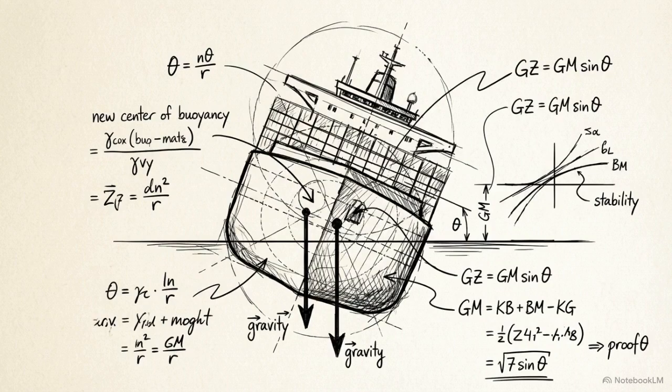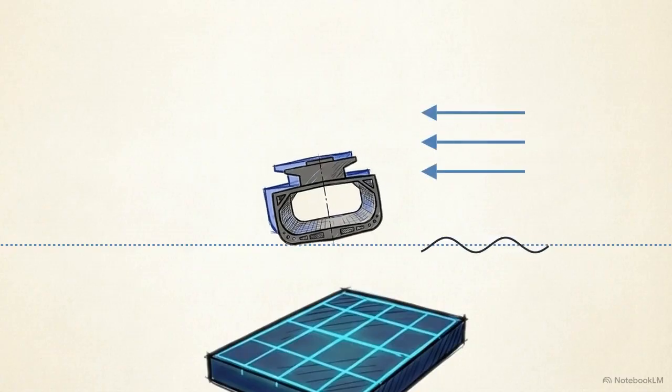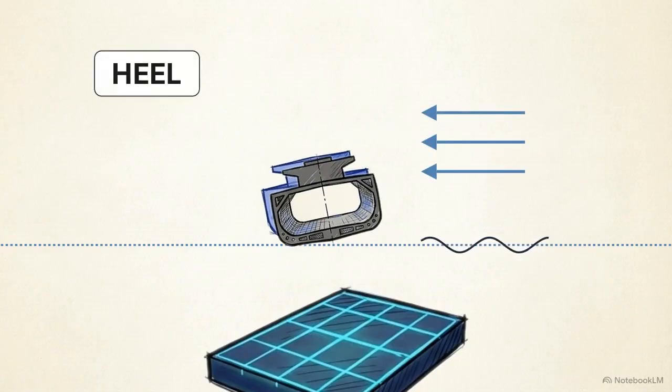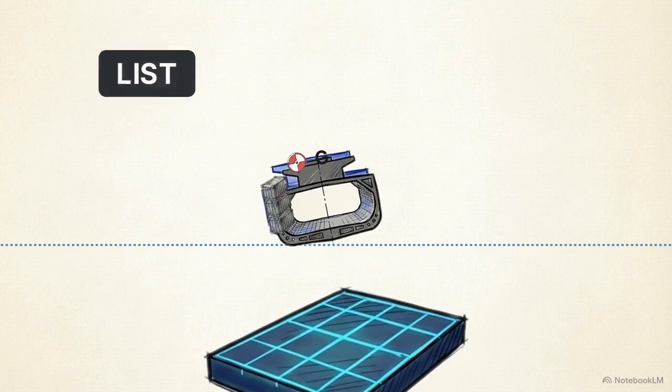When a ship leans to one side, we have to identify the cause of the tilt. If the vessel is pushed over by external environmental forces, like a heavy wind or slamming waves, that temporary inclination is called a heel. If the vessel is leaning because of forces inside the ship, such as improperly loaded containers or shifting heavy machinery, that permanent fixed inclination is called a list.